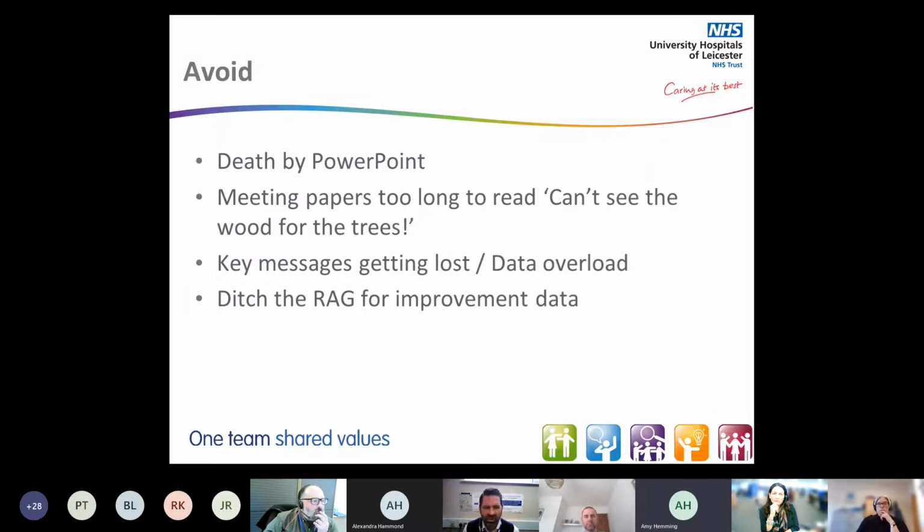Far too many audit presentations and improvement projects have got far too much detail. We need to make it nice and concise. What are the key messages? Quite often meetings are too long where we can't read all of the papers, and you can't see the wood for the trees, etc. And we have data overload. And again, as a community, we're trying to ditch the RAG rating and move to run time charts for improvement data. And again, run time charts are a good way of getting over a complex story and telling a story when you annotate it.